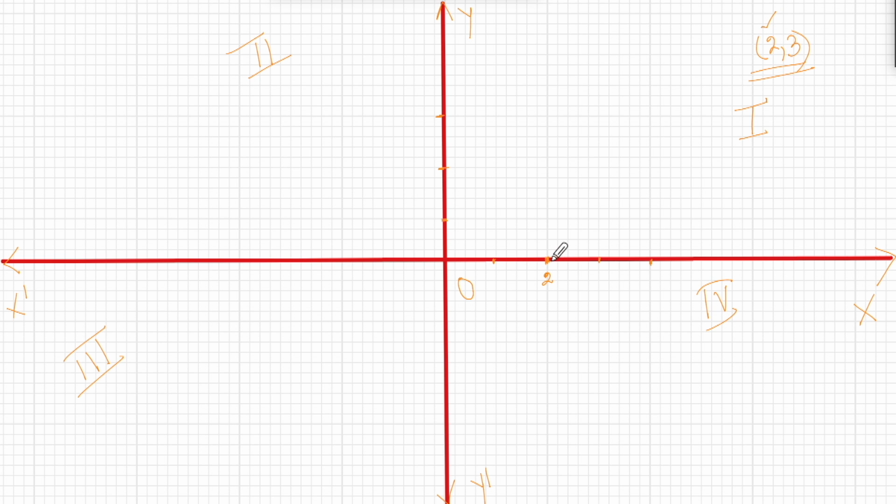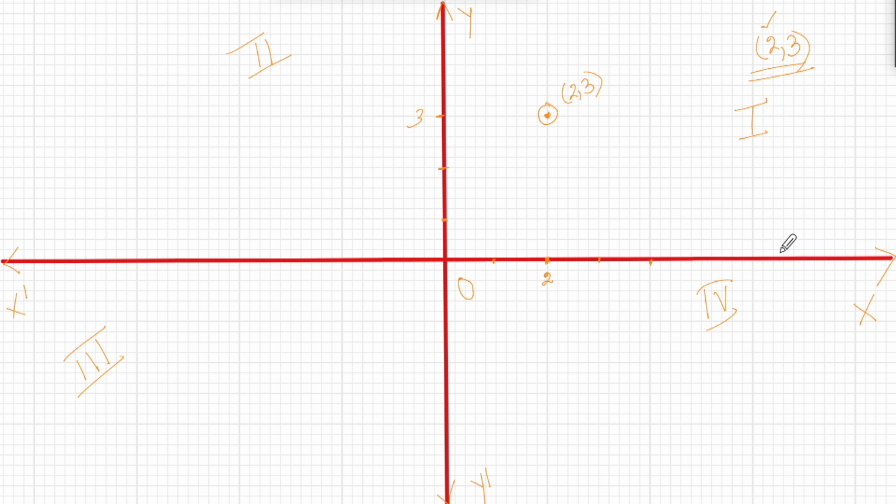So 2 here and 3 should go up vertically. So we should count vertically up. So this is the position of 1, 2 and 3. So this is how we get the point 2, 3. So in this way, when we plot at least 2 points and we join any 2 points, we can get a straight line.